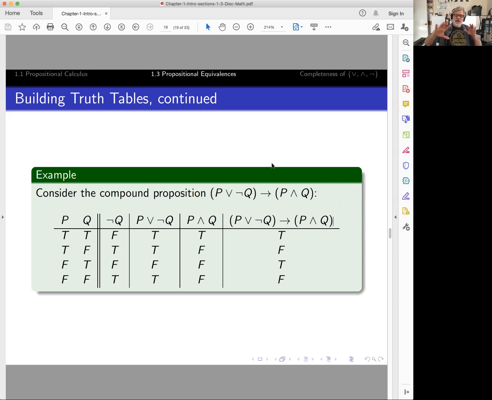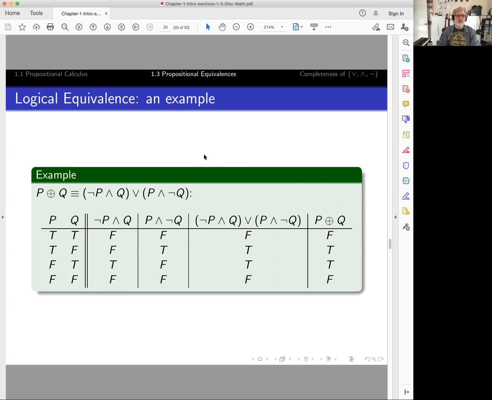Sorry, I gave you the definition of logical equivalence, but I haven't been talking about it except for that simple example. I'm just showing you how to build the tables first. Once you know how to build tables, then of course you can talk about equivalence. So here's finally an example of logical equivalence.